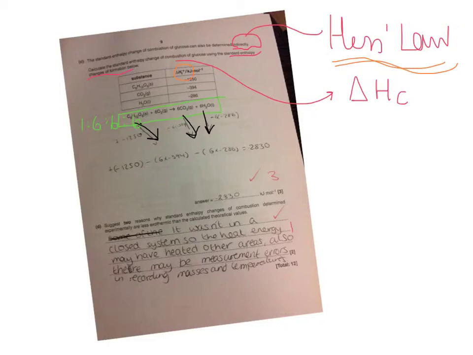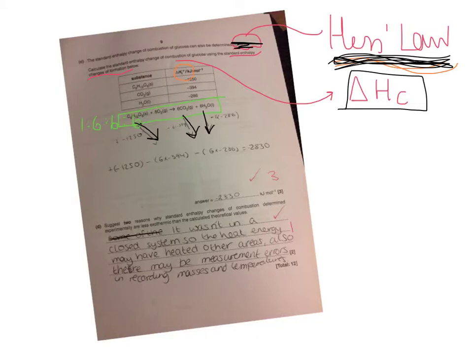Okay, so the standard enthalpy change of combustion of glucose can be measured indirectly. When we say indirectly, you want to be thinking Hess's law. Think about what the definition of Hess's law is. We have been asked to calculate the standard enthalpy change of combustion of glucose using the standard enthalpy change of formation. So, we've got to calculate the standard enthalpy change of combustion using standard enthalpy of formation. Again, Hess's law. This is what we're doing.